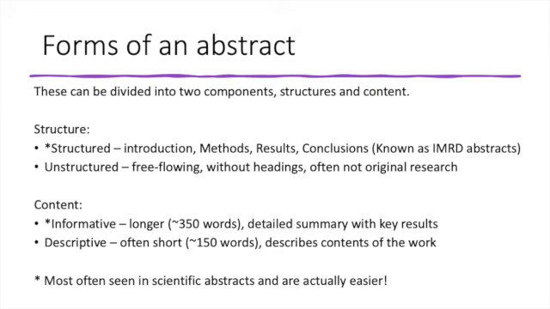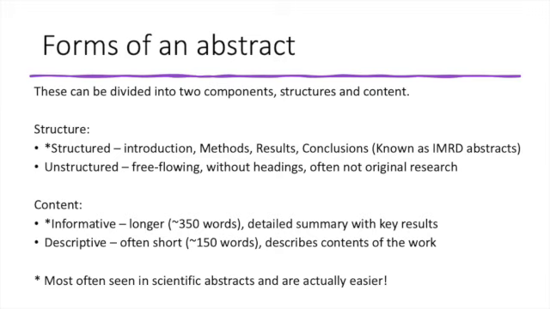An unstructured one is a free-flowing, no-heading work, and I've put down that it's often not original research, but what I mean by original research is that this is a qualitative or quantitative structure of work that you've done. And it's often that is used in a structured abstract. Unstructured, you more look at things like literature reviews, which don't necessarily have a significant methodological process as part of that work. Content can be informative or descriptive.